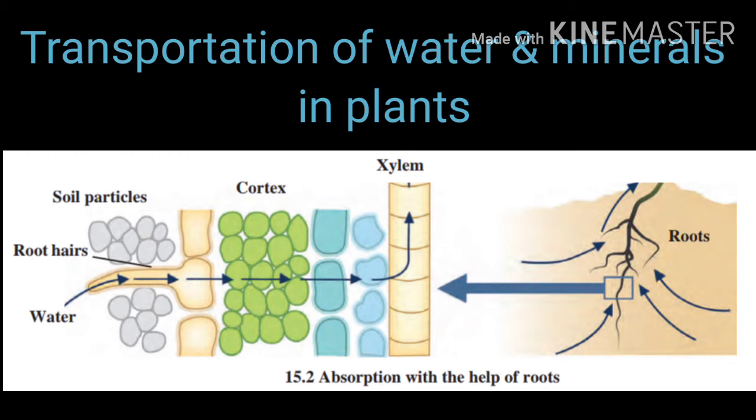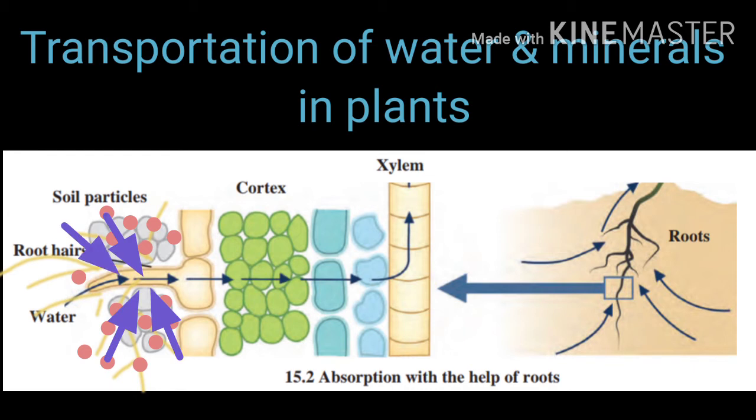Now, as you can see in this picture, here the root and root hairs are in contact with the soil. In the soil, there are enough minerals and water present, and the root cells and root hairs are in contact with it. Because the concentration of minerals and water between the cells of the root hair and the soil differs, this water and these minerals enter the cells of the root.